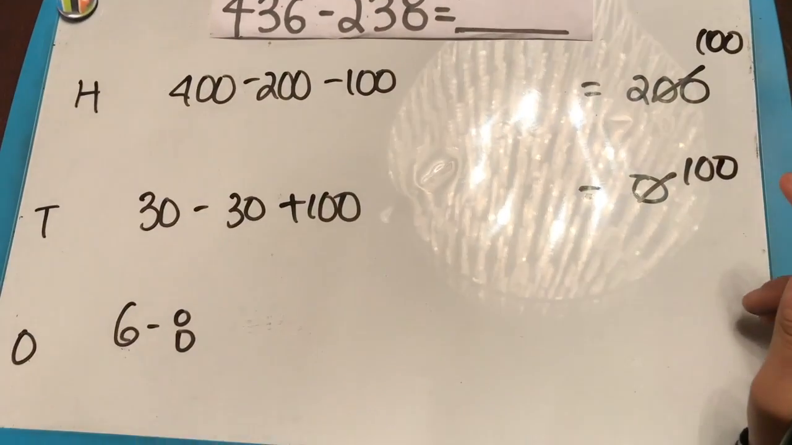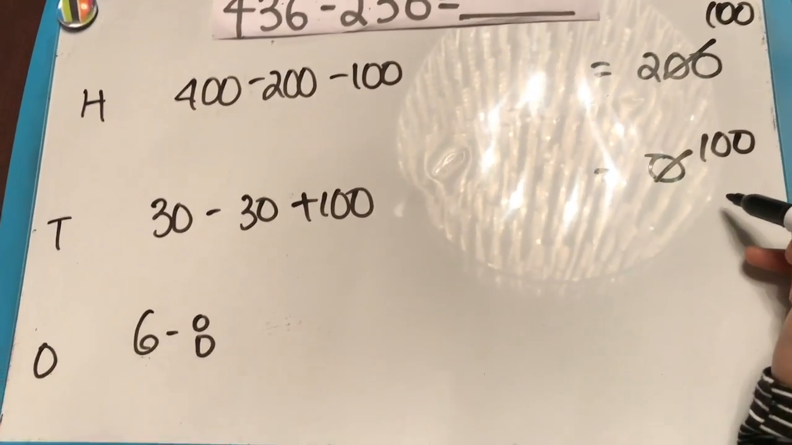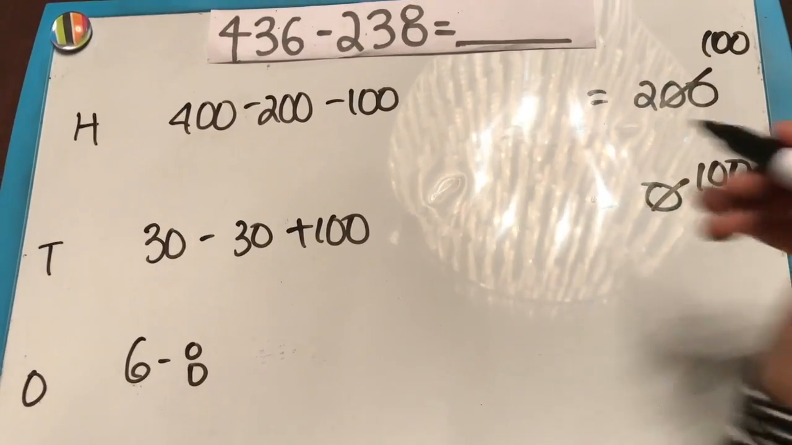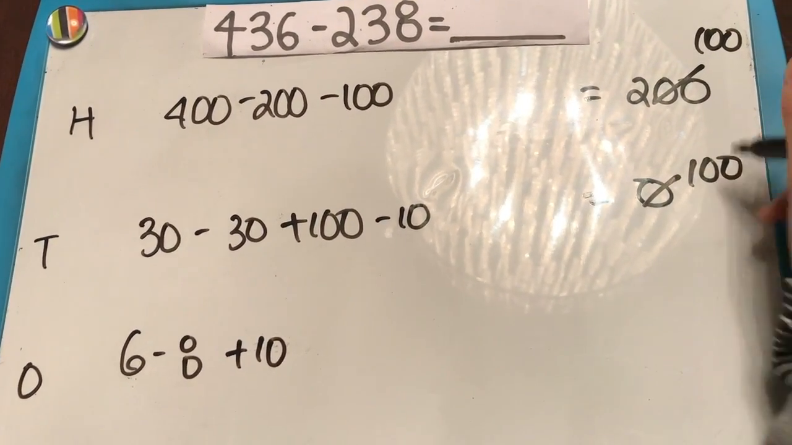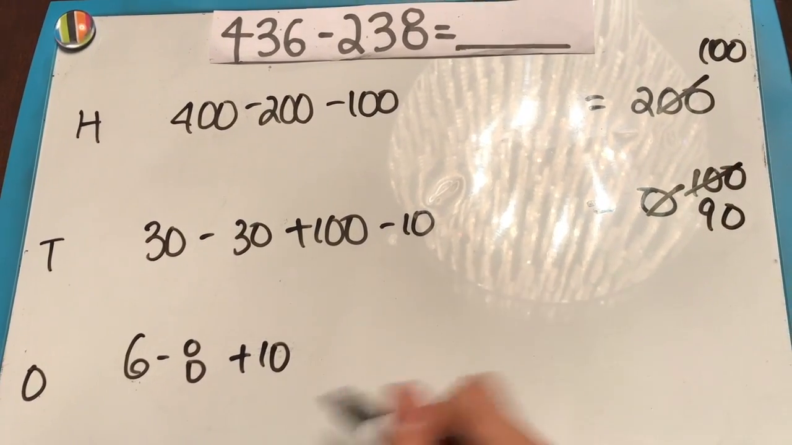Now, I must make one more trade-off. I must trade 1 ten for 10 ones. In order to make this trade-off, I'm going to subtract 10 from this equation and add 10 to the equation below. Now this equation equals 90, and I am able to solve this.